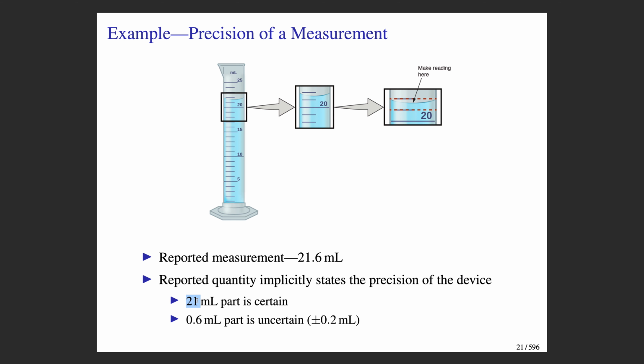It tells us that the 21 milliliters is certain. We definitely have 21 milliliters. And the 0.6 milliliters portion of the number that's reported is uncertain. A scientist would interpret this to mean that the value of the volume is probably accurate within a couple of tenths of a milliliter. So it could be plus 0.2 milliliters or minus 0.2 milliliters. This 0.6 is uncertain, but I know that we have at least 21 milliliters. That's how you report the precision of a measurement.